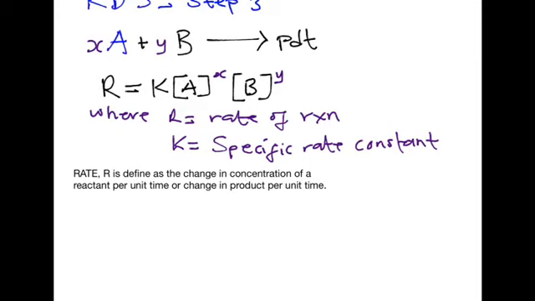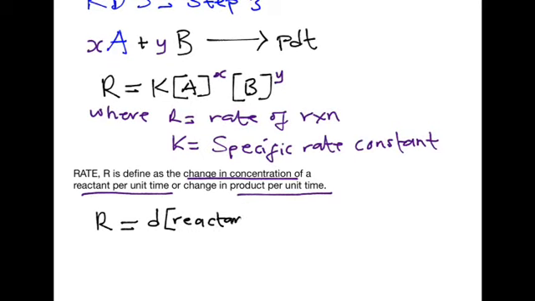Alright, let's look at R. Rate is defined as the change in concentration of a reactant per unit time. So let's underline this: change in concentration of reactants per unit time, or change in product per unit time. So how do we express this mathematically? If we have our rate R, this will be equal to the change in reactants, that will be d, the difference in reactants, with respect to the change in time. So the reactants over dt, that is the mathematical expression for rate.